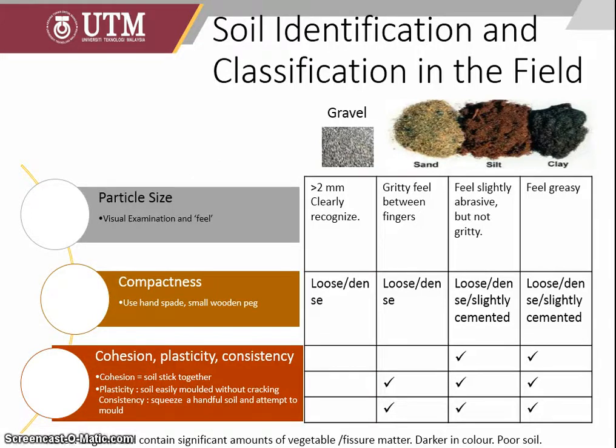So this is part 2 of the soil classification in soil mechanics. In the previous video, we already discussed how to identify the soil if we go to the field. So we can do visual examination, feel the soil, measure their compactness, and check for their cohesion, plasticity, and also consistency. And by looking at their colors also, we can get some more ideas on the type of the soil.